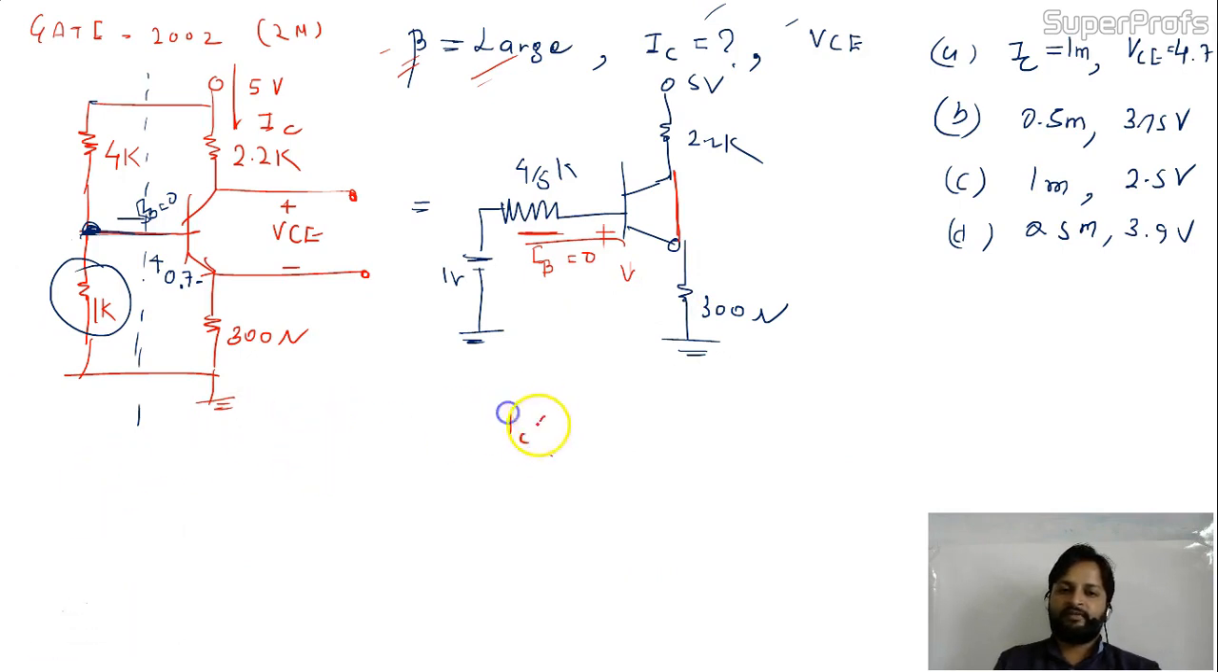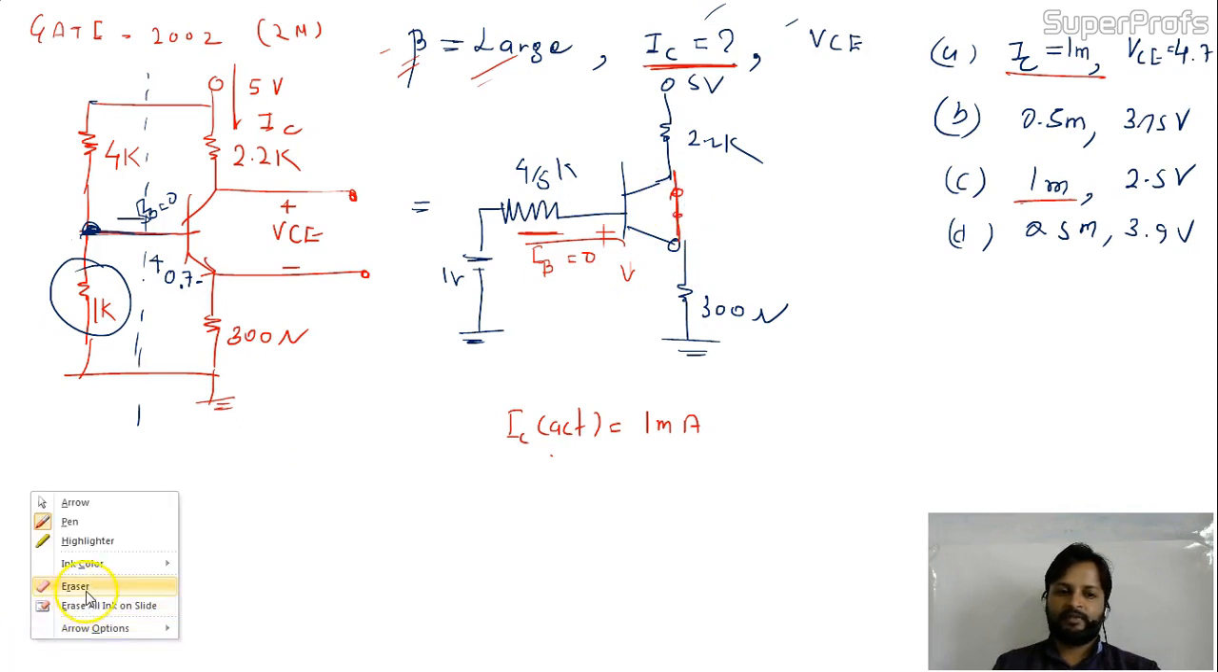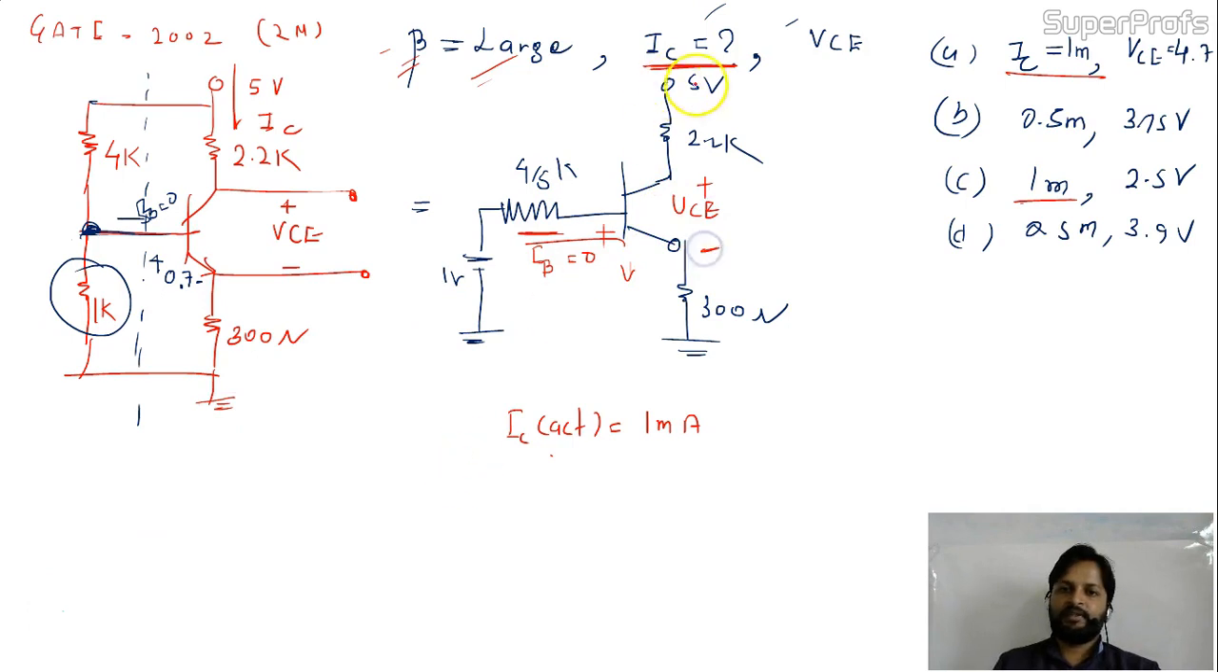So your IC active you calculated, and that is 1 milliampere. Perfectly fine. Now he is asking for VCE. IC is 1 milliampere. We are having two options. Now we have to calculate VCE. If IC is 1 milliampere, here now I can remove this. This is no more, no longer exists. It is VCE plus minus. So you have to apply KVL in this outer circuit and you have to get the value of VCE.